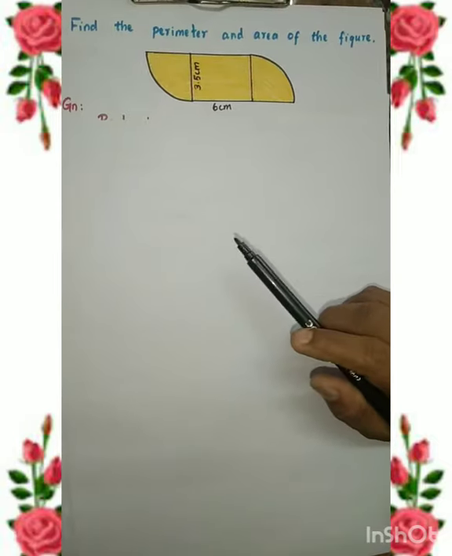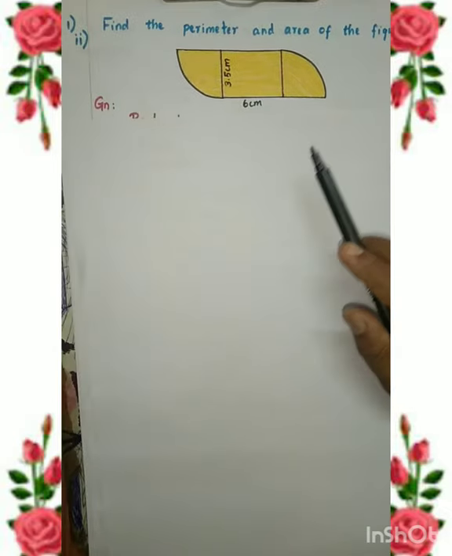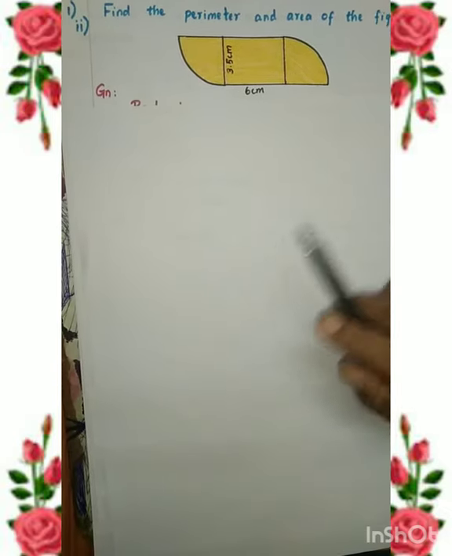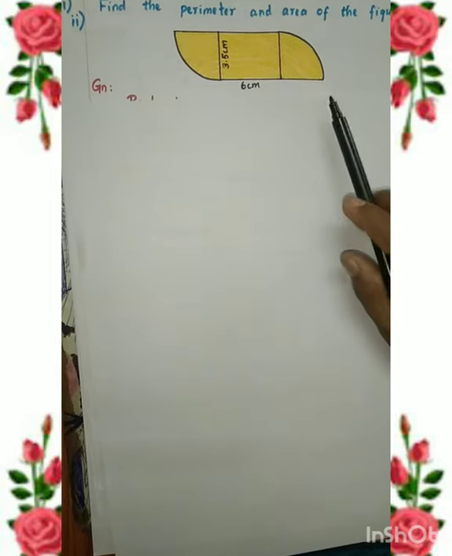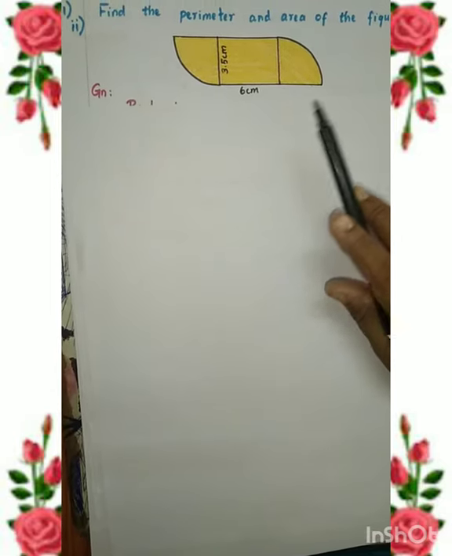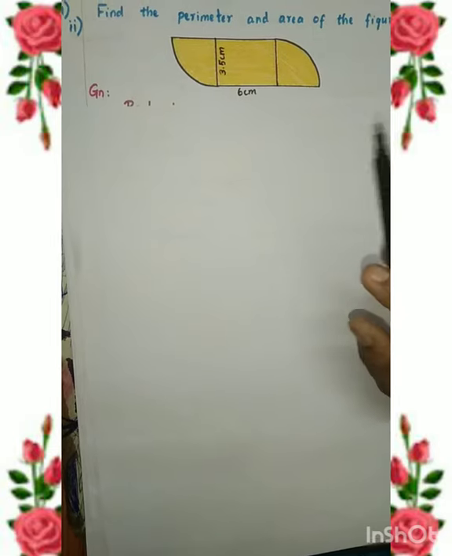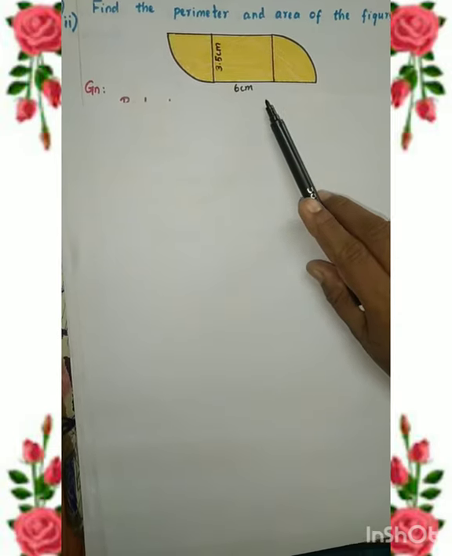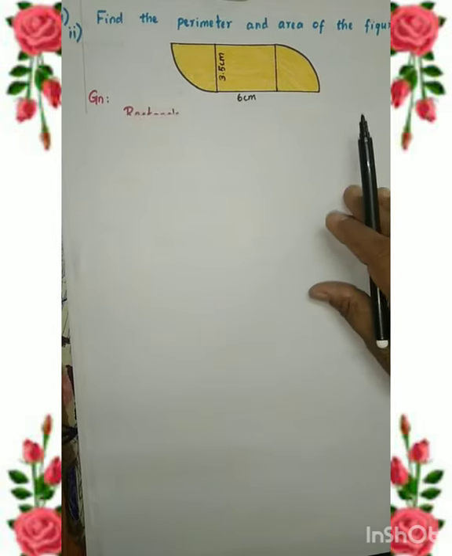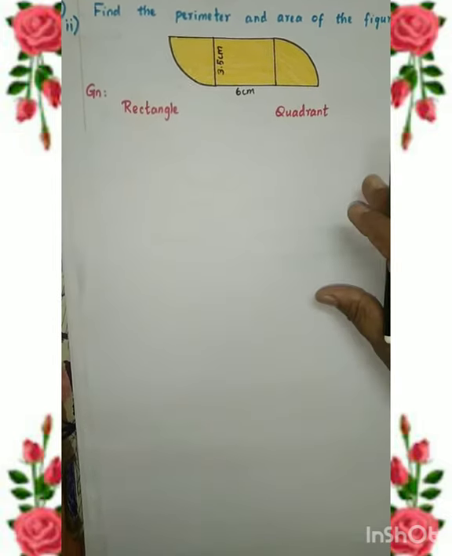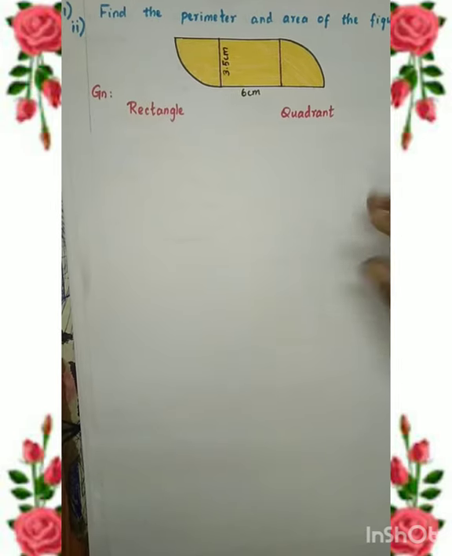First problem, second subdivision. Find the perimeter and area of the given figure. The pi value is already mentioned as 22 by 7. So a diagram is given. In this diagram, what shapes are combined? That is a rectangle and two quadrants. So here the shapes are rectangle and quadrant. We can list out the values.